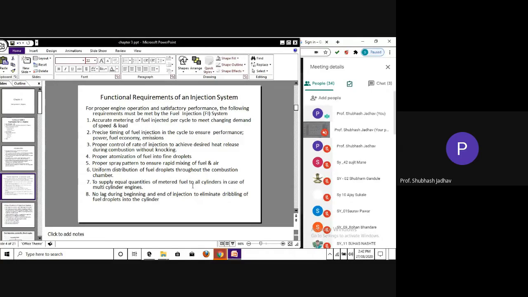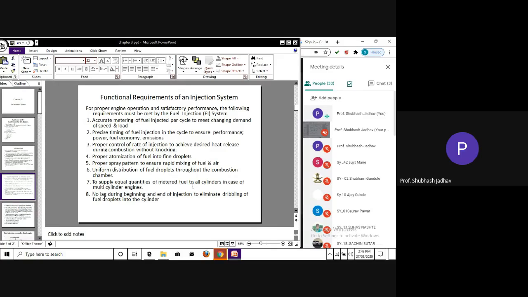ओके, सौरव पवार. येस सर. हा, व्हॉट इज हीट रिलीज पॅटर्न? पॉइंट नंबर 3. हीट रिलीज म्हणजे proper control of rate of injection, म्हणजे to achieve the desired heat release during the combustion chamber without explosion of fuel. व्हेरी गुड. So right answer, हीट रिलीज पॅटर्न म्हणजे ज्या वेळेला जेवढ्या प्रमाणात पॉवर पाहिजे तेवढ्या प्रमाणात हीट तयार झाली पाहिजे, आणि ज्या वेळेला जेवढी हीट आहे त्याचा एक आपण ग्राफ ड्रॉ करतो, त्याला हीट रिलीज पॅटर्न असं नाव देतो. आणि त्याच्यासाठी rate of injection is very important.